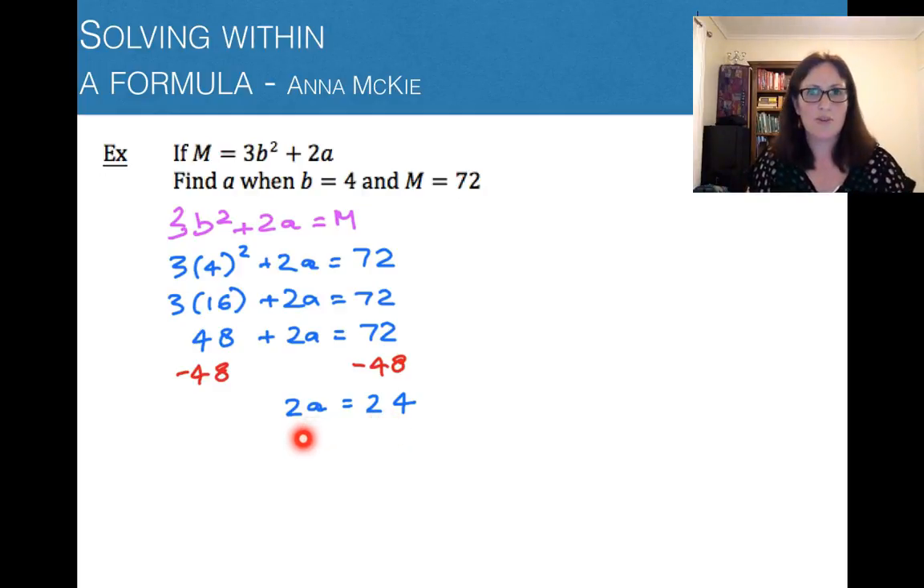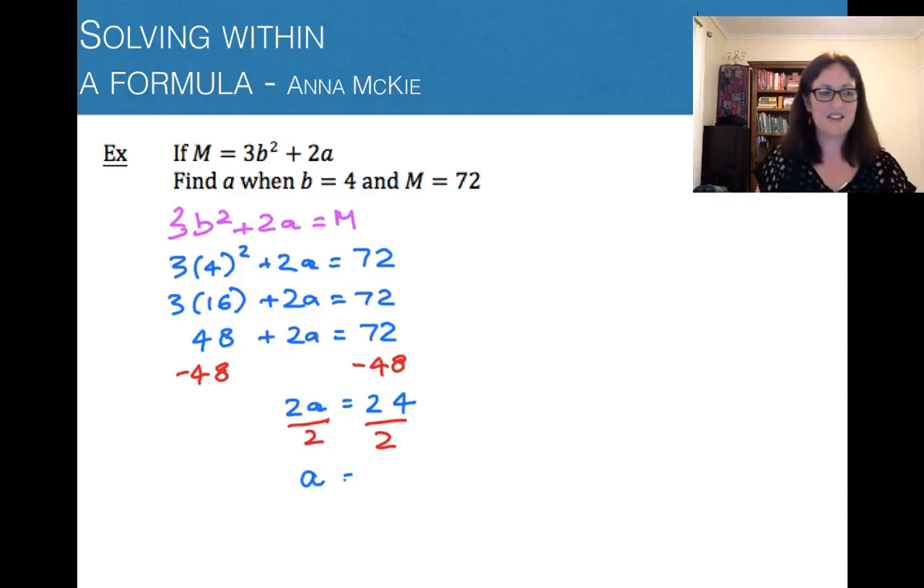2a, what operation is being done there? Add, times, take, divide? Well, when you can't see it, it's a multiply. So you have 2 multiplied by a is equal to 24. The opposite of multiply by 2 is divide by 2. I hope you said that. So we are left with a is equal to 12. And go back and read the question, find a, and that's what we've done. So we can move on.